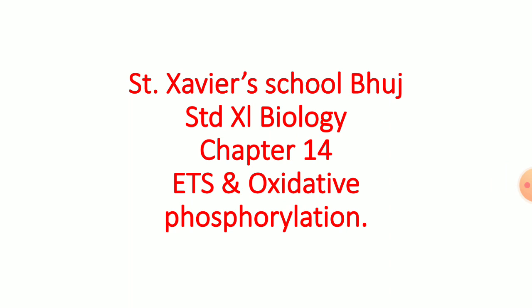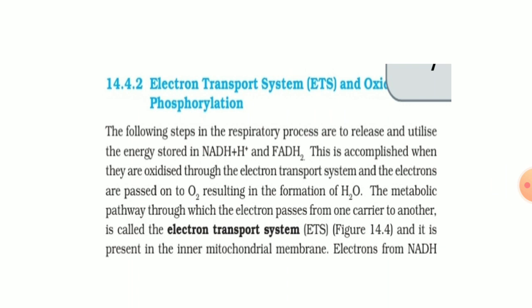Good morning, dear children. Today we are going to learn the electron transport system and oxidative phosphorylation. As you have learned, NADH2 and FADH2 are synthesized during glycolysis and the Krebs cycle. Let's see what happens to them. The respiratory process in which ATP is released from NADH2 and FADH2 is accomplished when they are oxidized through the electron transport system and the electrons are passed on to oxygen, resulting in the formation of water.